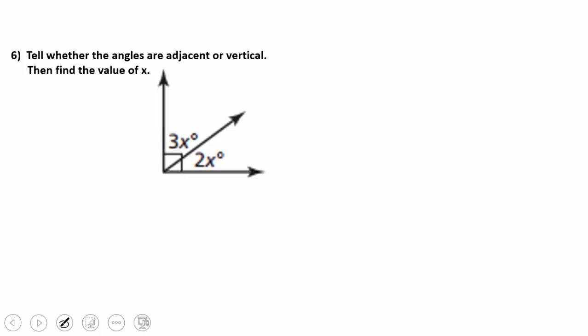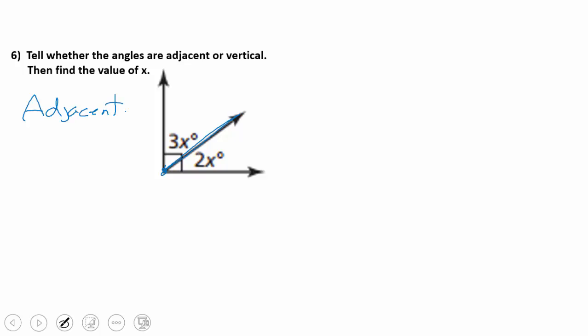Moving right along, tell whether the angles are adjacent or vertical, find the value of x. I don't see any intersecting lines, so I see a shared line here with a shared vertex, so these are adjacent.